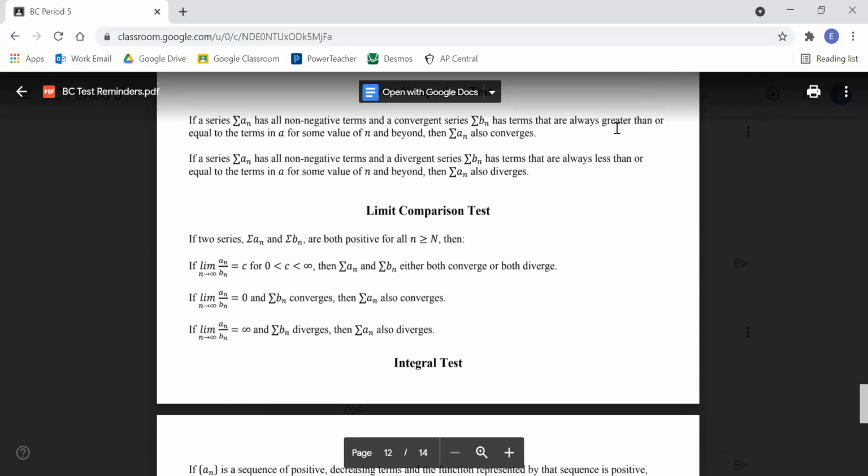Yes, exactly right. So if you use the limit comparison test, you need to show that the one that you're comparing your series to either converges or diverges to prove that yours does too.